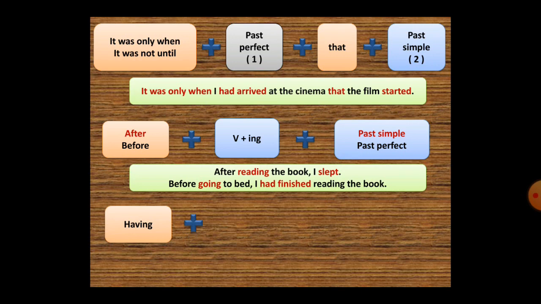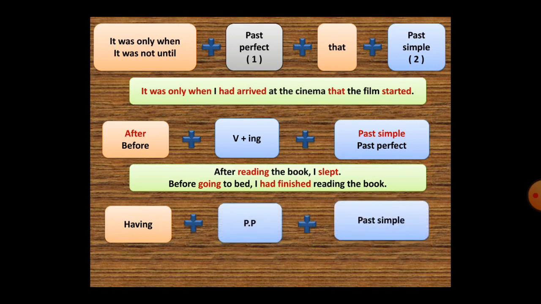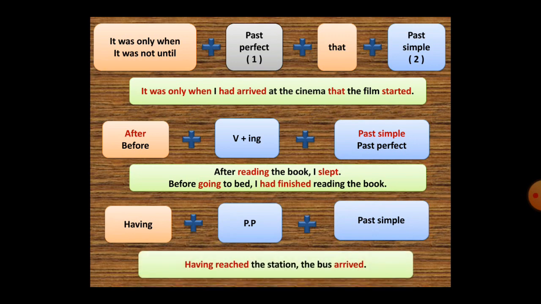Having could be followed by the past participle and another past simple, a second action. Actually, having here replaces after, but it is followed by the past participle directly. Having reached the station, the bus arrived, so I reached the station, then the bus arrived.